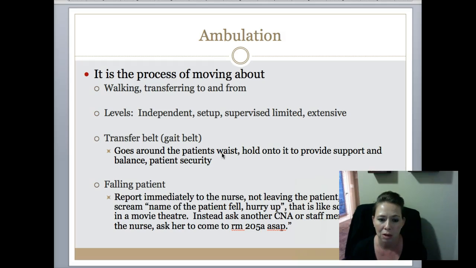And don't scream down the hall, hurry up, get a nurse, Miss Mary fell, hurry. My example is it's like screaming fire in a movie theater. It's just not done, because first you're invading their HIPAA privacy, and it scares a lot of the other residents, plus staff members and family that might be visiting. So all you need to do is maybe ask the housekeeping or another staff member, another CNA, go get the nurse, ask her to come to room, my example is 205, as soon as possible.